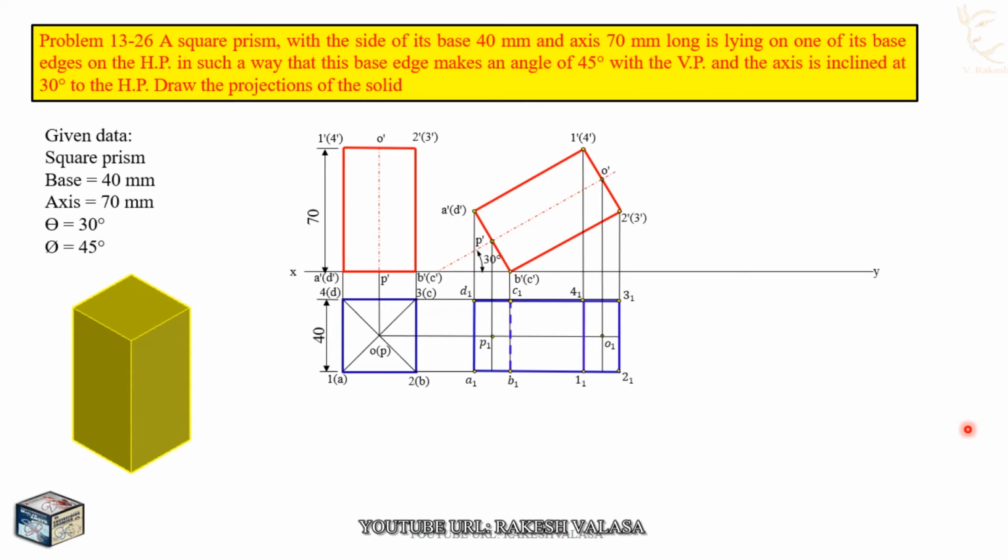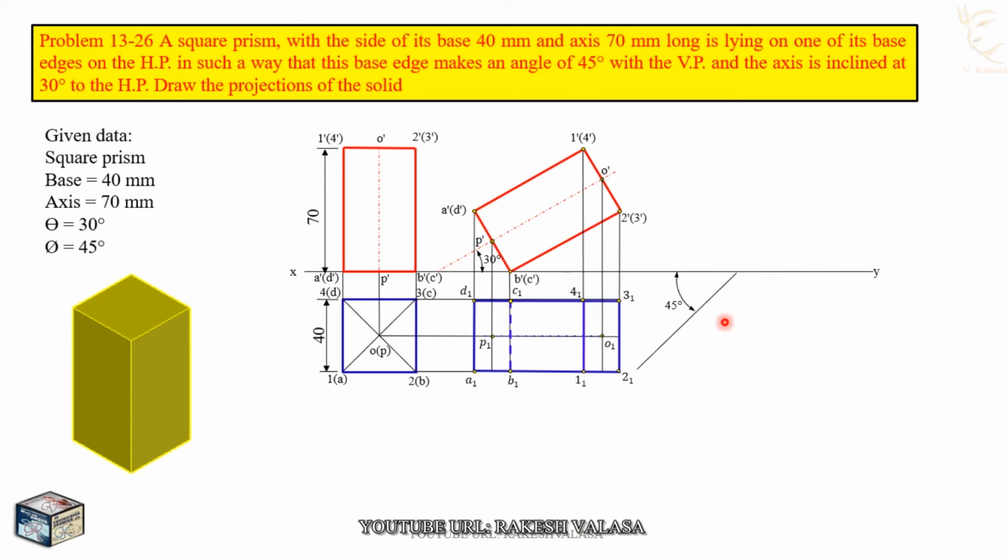For constructing third stage, once again read the question carefully. Here the base edge makes an angle 45 degrees with the VP. Here the base edge is B1 C1 or A1 D1. These edges make 45 degrees with the vertical plane. First draw the 45 degrees line with XY. Then transfer this second top view with respect to this 45 degrees line.